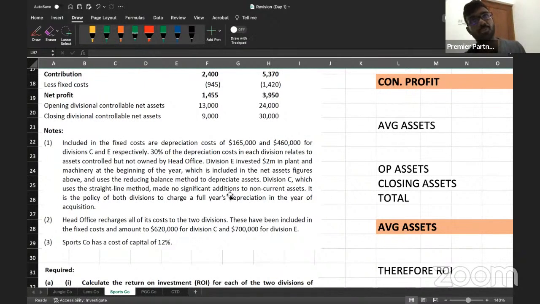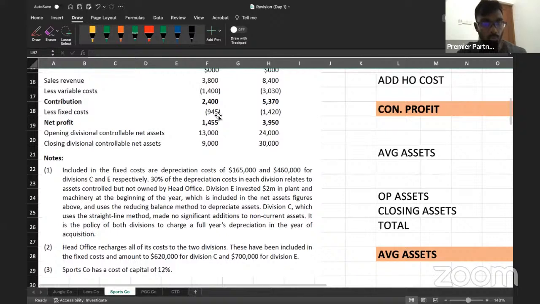So even if you buy in the middle of the year, people, you still have to charge the full year depreciation. That's not a big deal at all, right? Head office recharges all of its cost to the divisions. These have been included in the fixed cost. 620 for division C. What's the fixed cost? Oh, right. So from 945, you need to minus 620. And for C, 700, from this 1420, you need to minus 700. Right? What a joke, people.